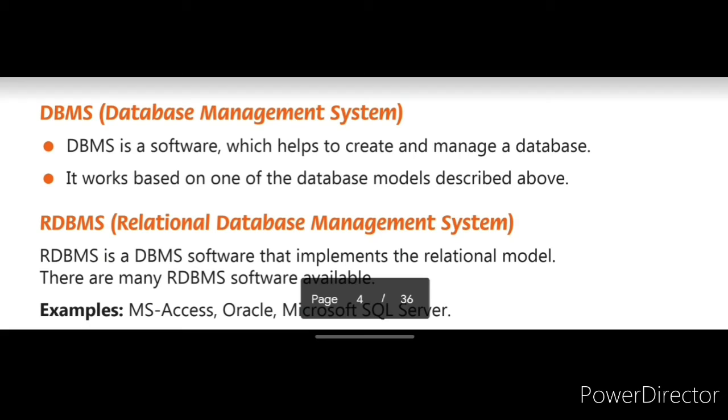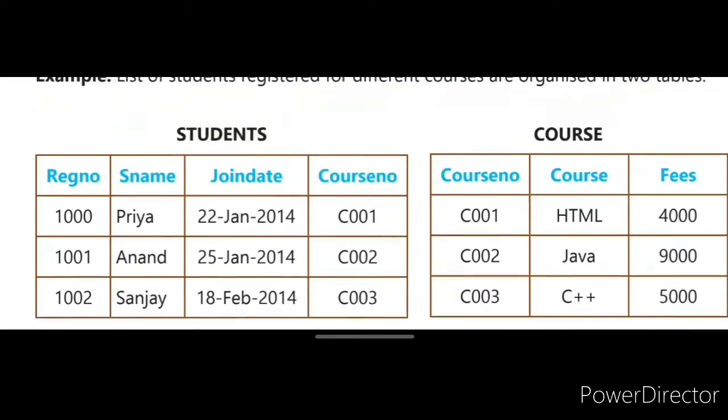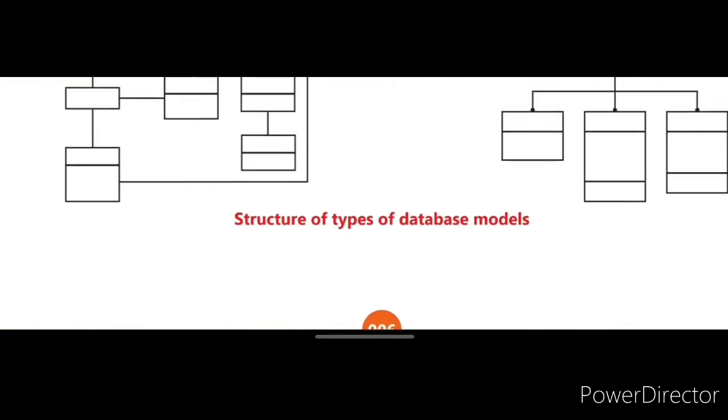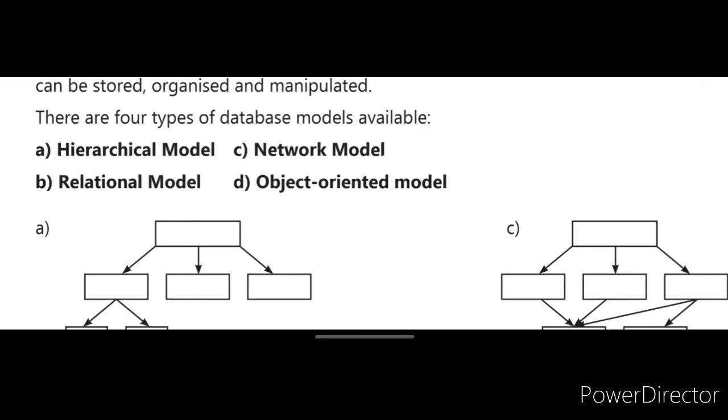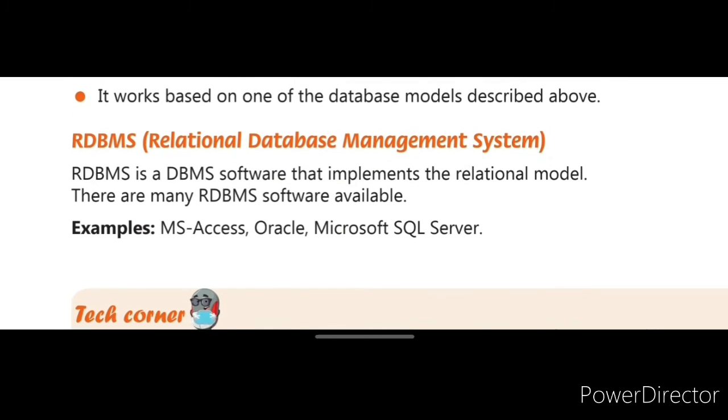Why do we use a database? To store the permanent data in the computer, we'll be using a database. It works based on one of the database models described above. We have already seen 4 types of database models, right? Hierarchical model, network model, relational model, object oriented model. You can see here, to create and manage a database, DBMS software is used. Then it works based on the database models described above.